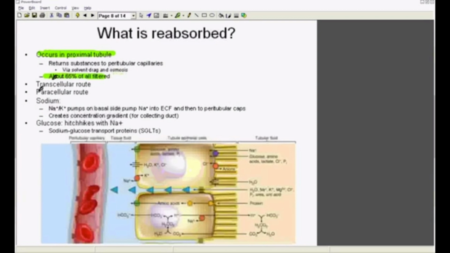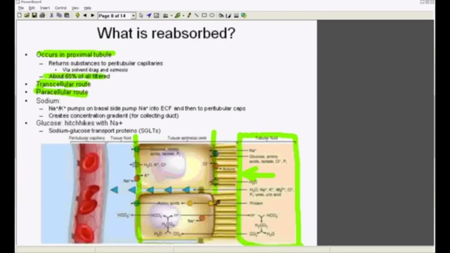There's a couple different pathways by which I can reabsorb things. There's something called a transcellular route and something called a paracellular route. So imagine that here I have my proximal convoluted tubule over here. This is where all the filtrate I just made occurs. And I want to pull substances out of the filtrate that I want to hold onto, and eventually I'm going to use the cells that make up the proximal convoluted tubule to do that, and then eventually I'm going to reintroduce my fluid back into something called the peritubular capillaries.